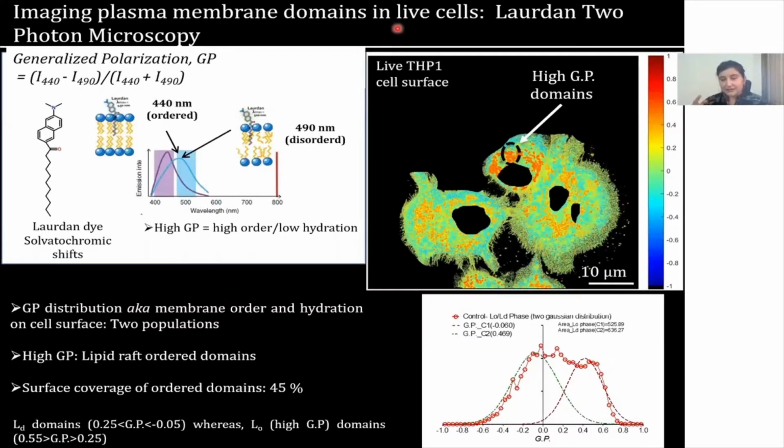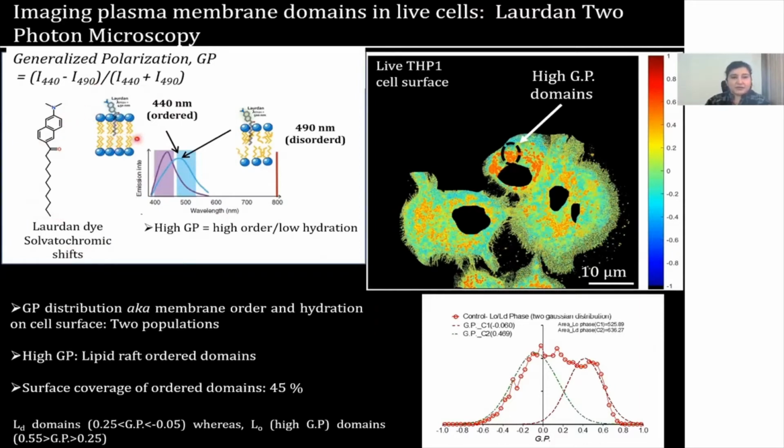With this in mind, we then asked the next question, whether this insertion can bring about some change in plasma membrane organization. For that, we used a technique known as Laurdan two-photon microscopy. What this technique measures is that it uses a Laurdan dye, as shown here on the left-hand side, which exhibits solvatochromic shifts depending on its environment polarity. This dye, because of its amphiphilic nature, can insert in the membrane.